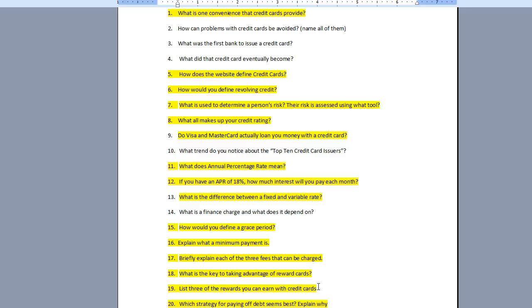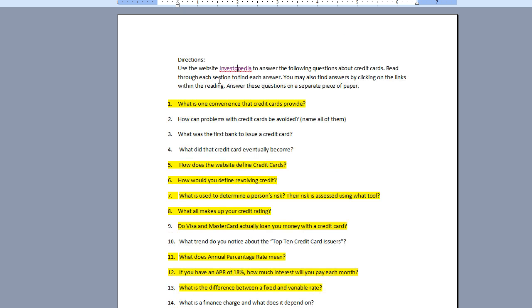If not, they will be very, very soon. Just bring it to my attention and I'll put them up there. Okay, so that's the big chunk of information we need to know about credit cards.